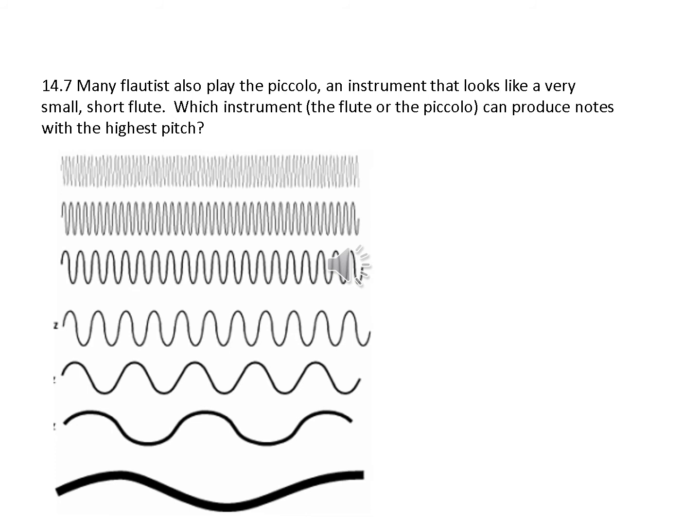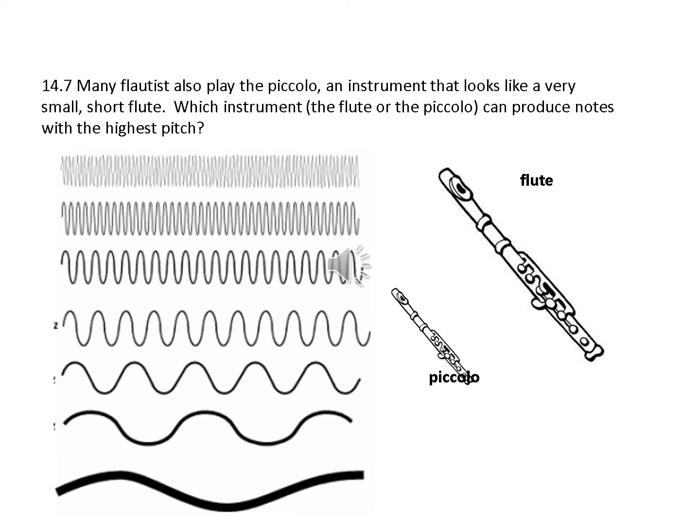On your own question 14.7 says, many flautists also play the piccolo, an instrument that looks like a very small, short flute. Which instrument, the flute or the piccolo, can produce notes with the highest pitch? And so I thought it might be helpful just to look at a picture of a flute versus a picture of a piccolo. And notice the flute is much longer than the piccolo.